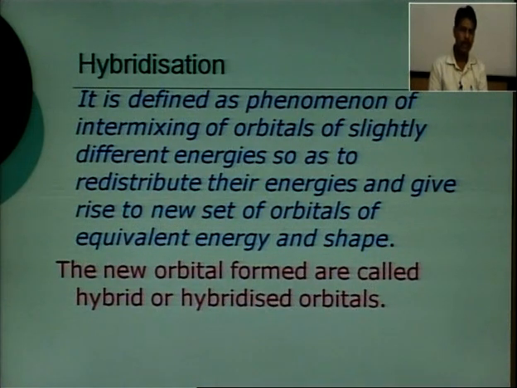Hybridization is defined as the phenomenon of intermixing of orbitals of slightly different energy so as to redistribute the energies and give rise to a new set of orbitals of equal energy and shape. The new orbitals formed are called hybrid or hybridized orbitals.